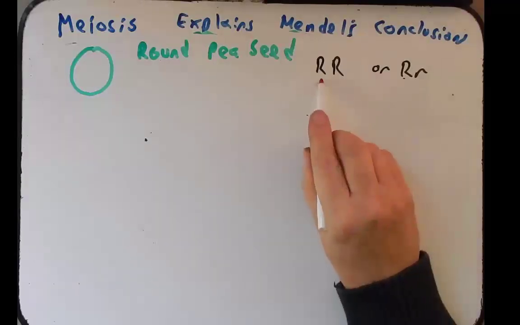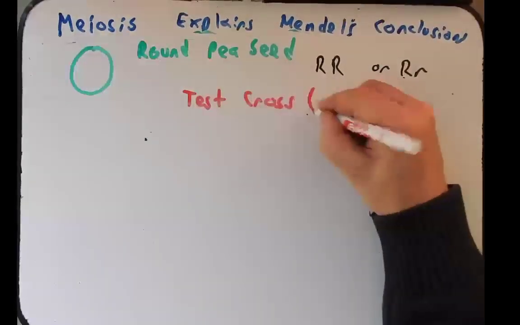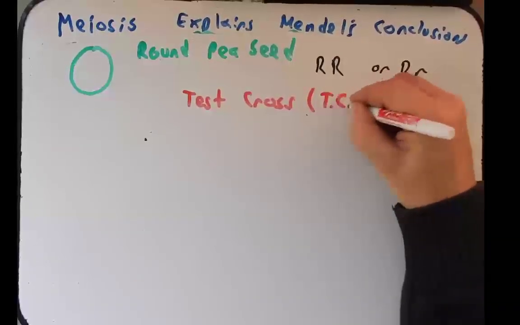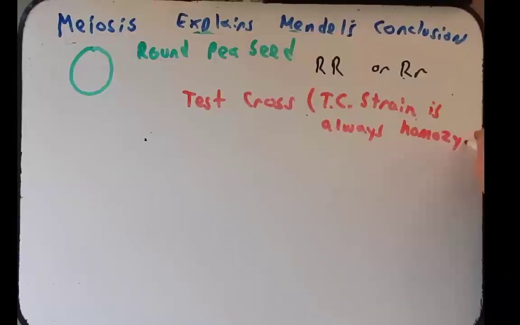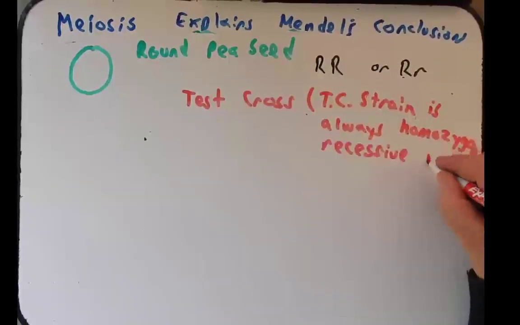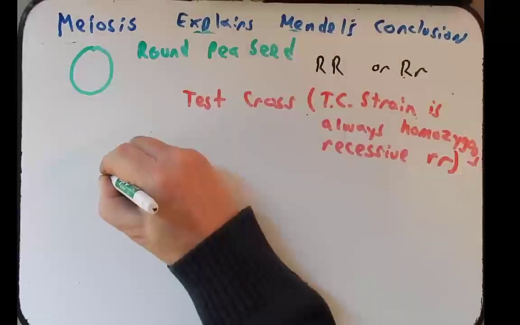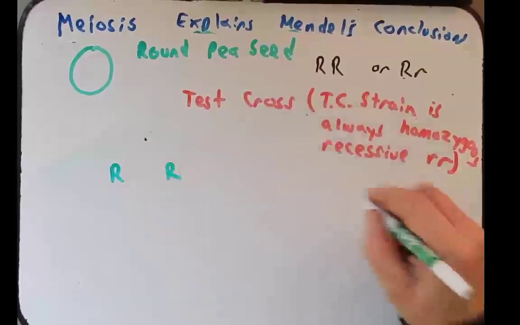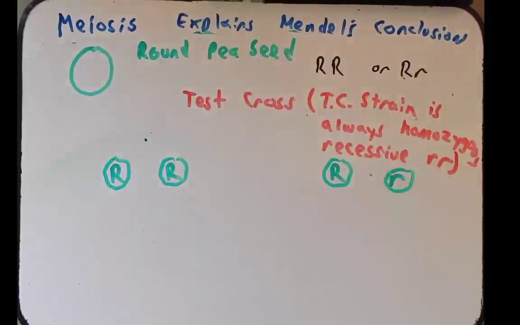So to confirm either big R big R or big R, little r, we do what is called a test cross. A test cross strain is always homozygous recessive. So in this case, it's going to be little r, little r. Let's go back to our problem here. We're given this pea plant, and we don't know if it's big R big R, or if it's big R, little r. And so what we're going to do is try to make a prediction here and do a Punnett square.